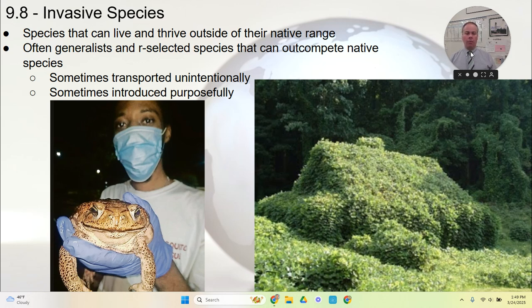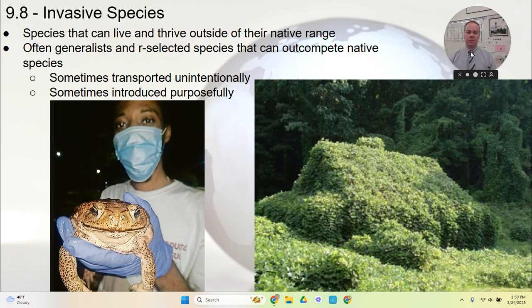hold. Often these invasive non-native species are generalists. They often reproduce quickly, and because they've not evolved in their new location, oftentimes they have no predators and they can outcompete native species and displace them or cause them to become endangered or even extinct.